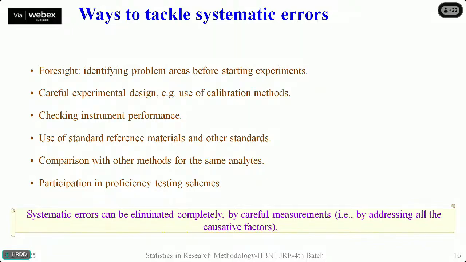You can check the instrument calibration intermittently. Then reference quality control materials also you can analyze. These are the different ways of tackling systematic error. And the last point is written as participation in proficiency testing scheme. Did anybody understand what it is? Proficiency testing scheme.